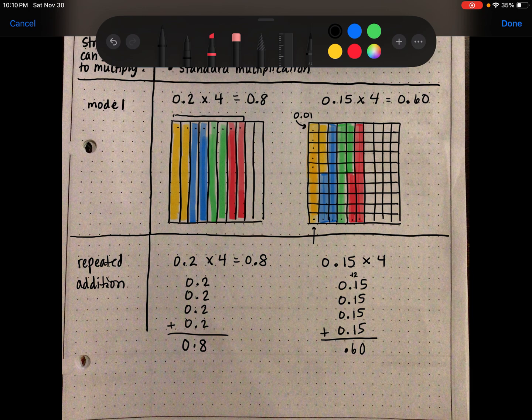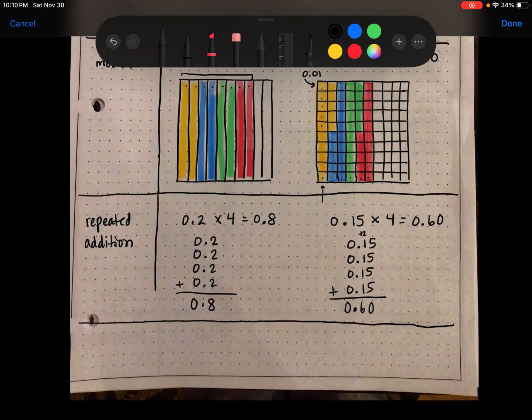2 plus 1 plus 1 plus 1 plus 1 is 2, 3, 4, 5, 6. And we have nothing in the ones place. 0 plus 0 plus 0 plus 0 is 0. And that gives me a total of 60 hundredths, or 0.60. Notice that we're getting the same answers that we did in the model above. So this is the second strategy.